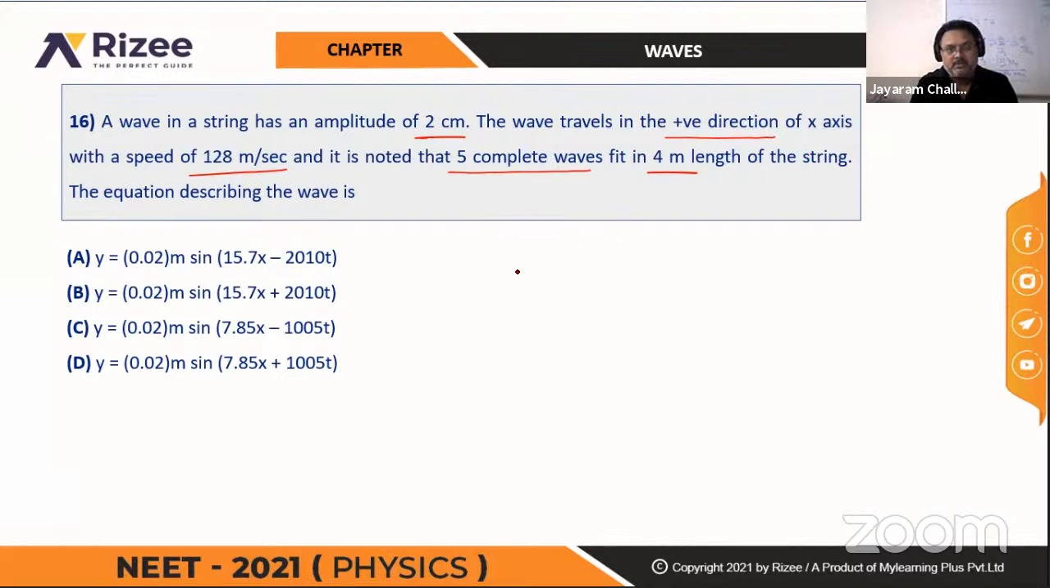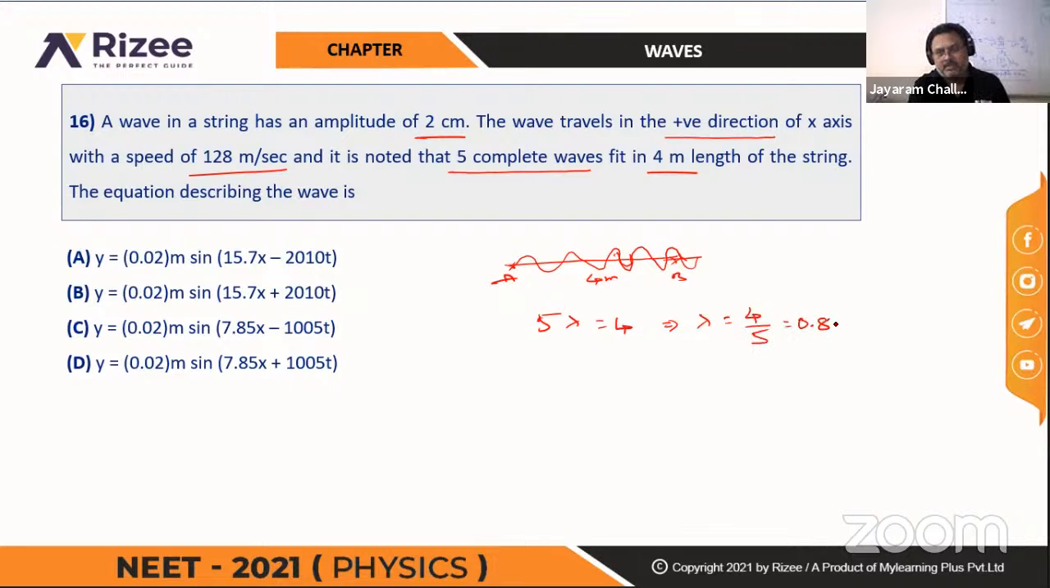So total length is 4 meters. How many wavelengths are there? Suppose the starting point is A and this is the ending point B. So first wavelength, second wavelength, third wavelength, fourth, and this one is the fifth. So 5 wavelengths are there. So 5 into lambda is distributed through a length of 4 meters. That means lambda is equal to 4 by 5, which is 0.8.